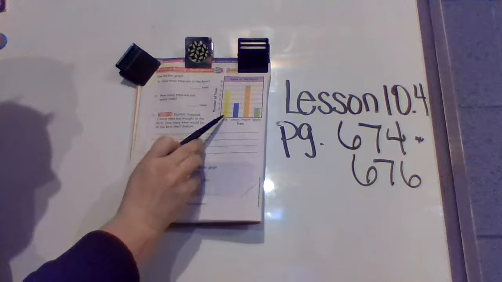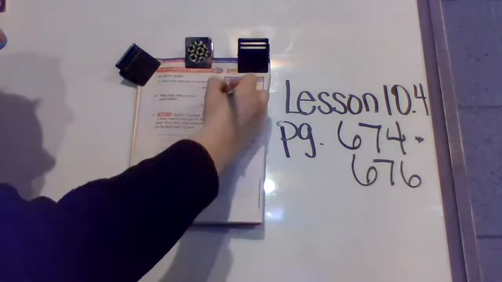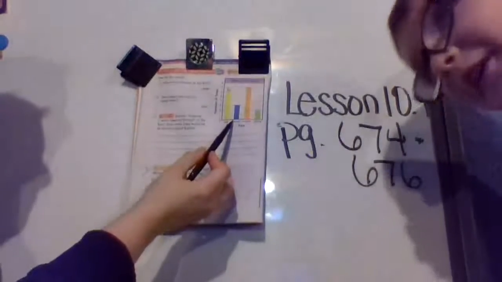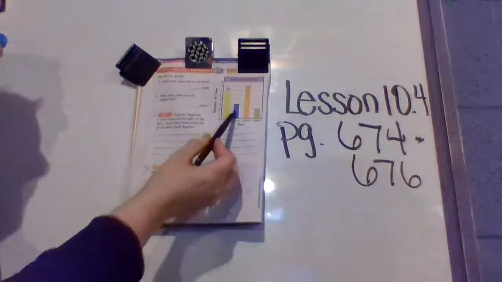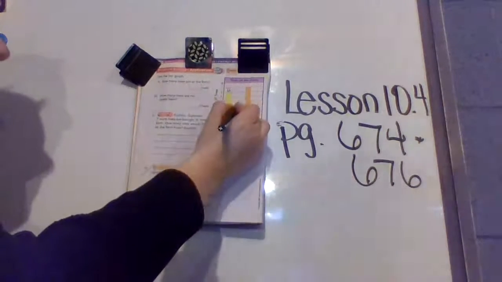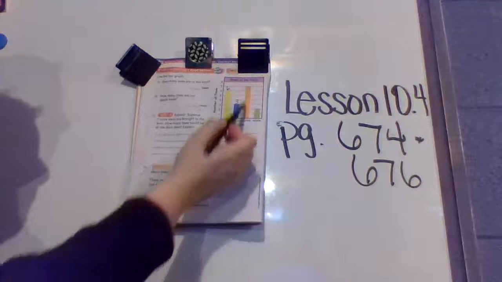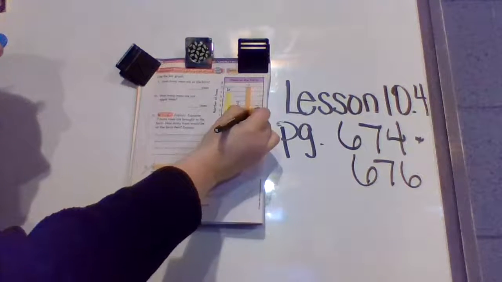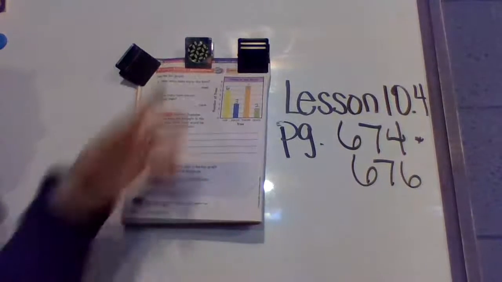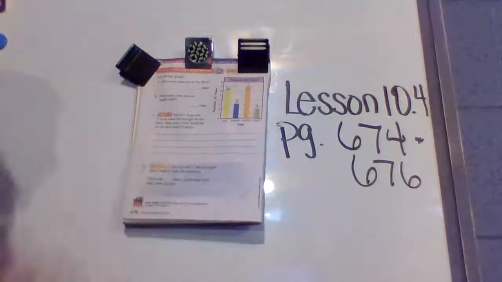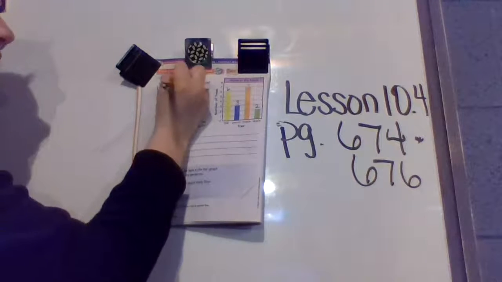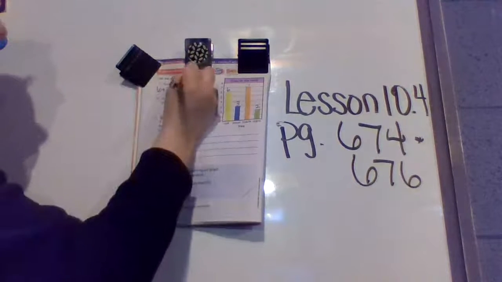Oak, we're going to follow our finger all the way up, and we can see oak has 6. Pecan goes up to the 3. Maple goes up to the 7. And apple goes to the 2. So I want to add up the total amount. So I'm going to add up 6 plus 3 plus 7 plus 2 to find the total amount of trees.